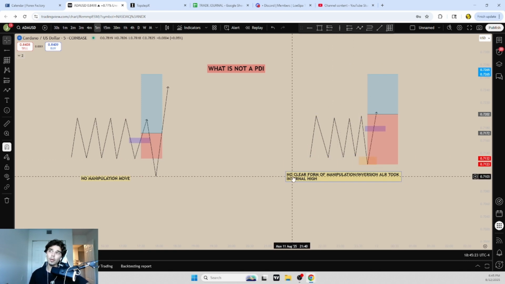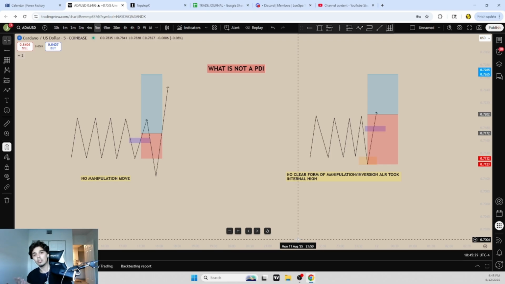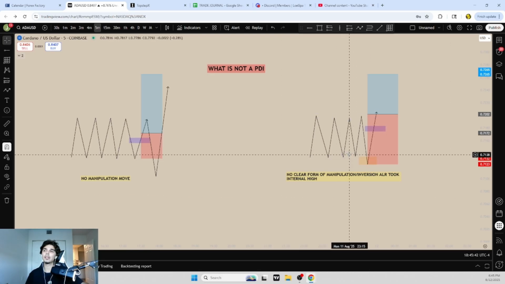Well, I don't like this for 2 reasons. Because we have no clear form of a manipulation, right? We did not manipulate into a fair value gap of some sort, even if it's a 5-minute fair value gap. Manipulate into something, some bullish form of some sort to go higher. All we did was just come down and take out all this accumulation lows. And that is not enough conviction for me.